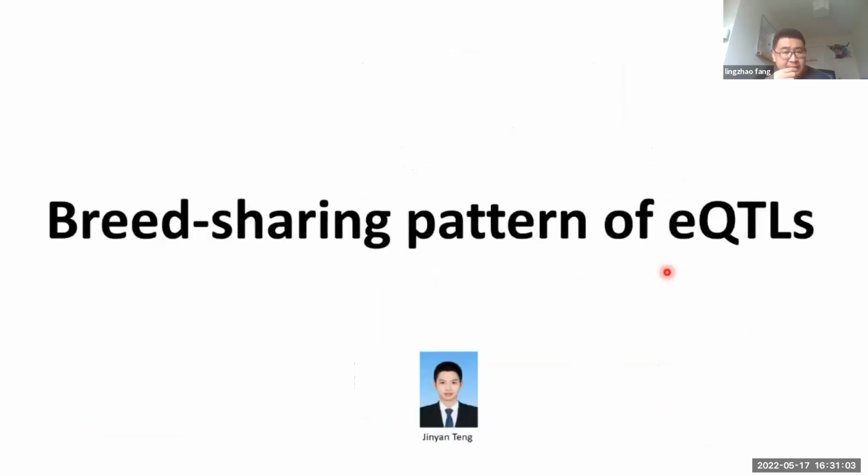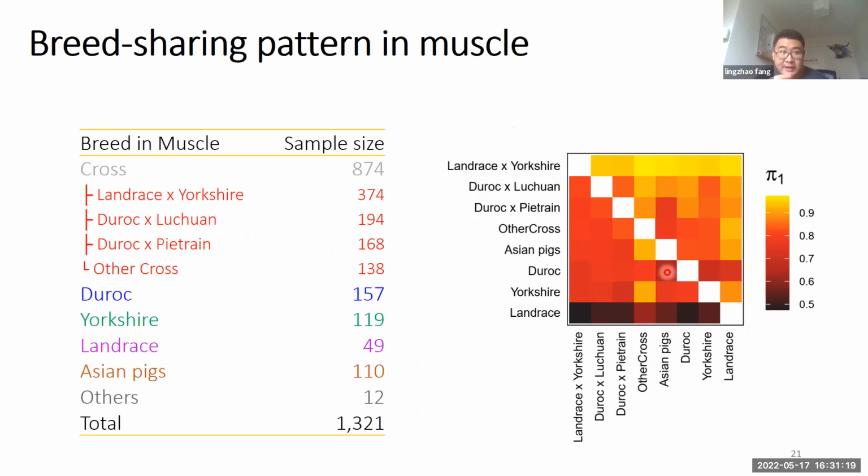And another thing that we need to ask is how these eQTLs are shared across breeds, because in the previous analysis, we put the samples from different breeds together to increase the detection power. And then we need to show that the breeds share the eQTLs. So we take muscle and liver as examples.